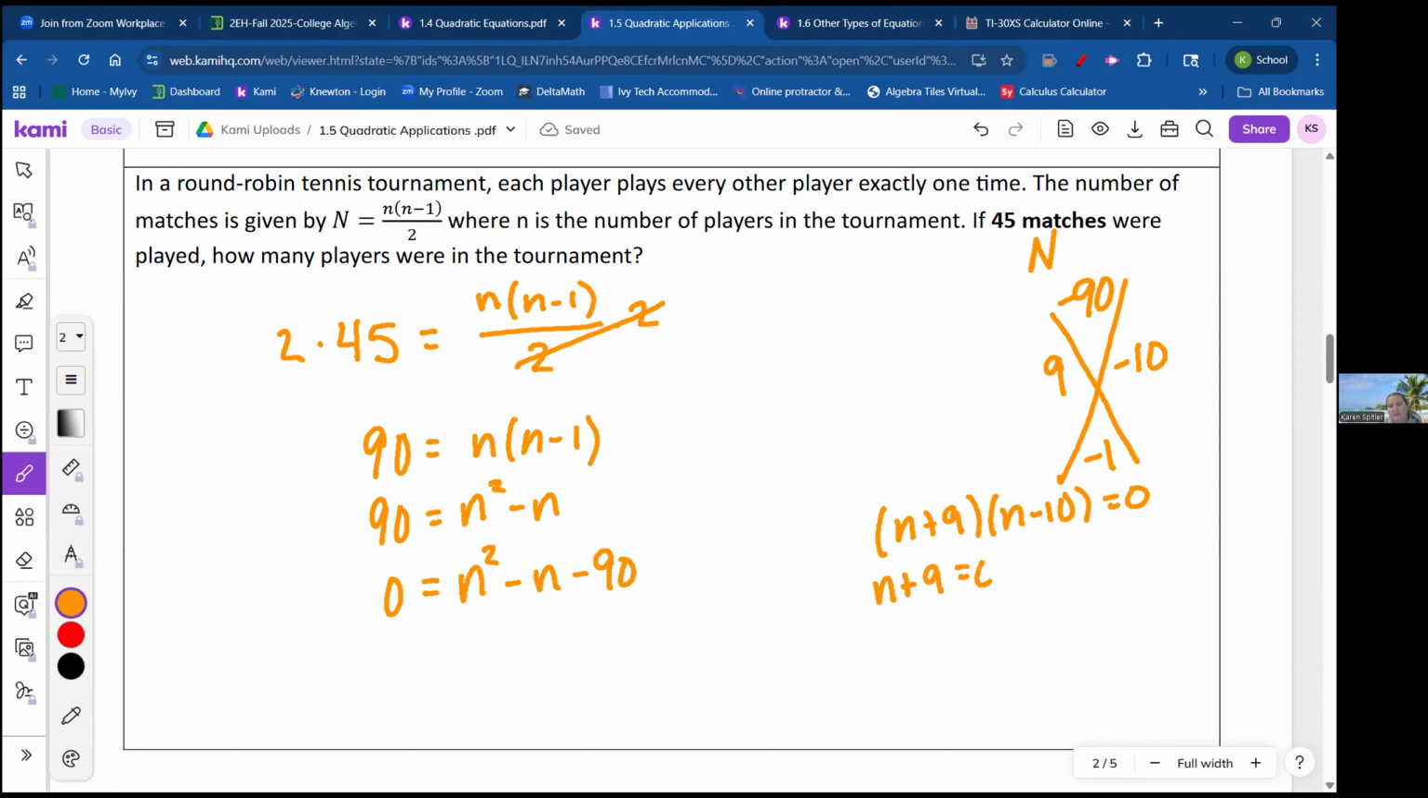N plus 9 is equal to 0, n is equal to negative 9. N minus 10 is equal to 0, and n is equal to 10. What does little n stand for? Number of players. So which of these answers is accurate? 10. I can't have negative people. So in this case, there are 10 players in the tournament.